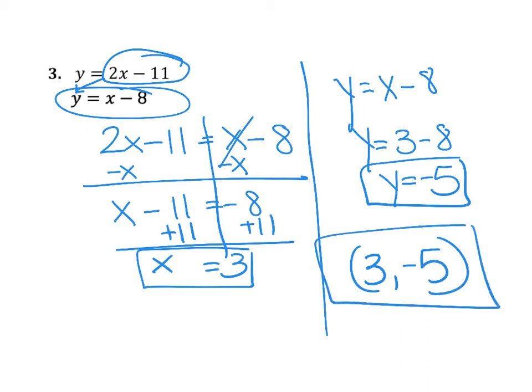It's easy to make mistakes here. So is -5 equal to 2 times, what do we say x is? 3. So is 6 minus 11 equal to -5? Yes. You might want to check the other one. Is -5 equal to 3 minus 8? And 3 minus 8 is equal to -5. So you do know that you've got the correct solution. So our solution to this one is 3, -5.